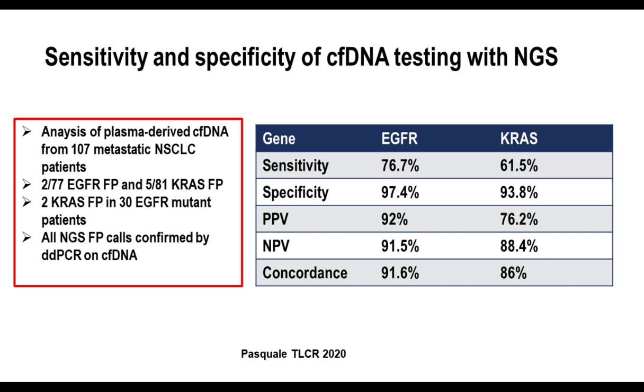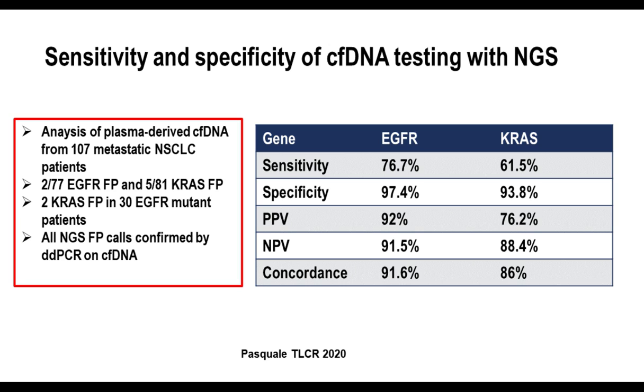Still, we detected some potential false positives. I'm saying potential false positives because these are mutations that were identified in plasma, but they were not identified in the matched tissue. And in particular, we found 2 EGFR false positives and 5 KRAS false positives. And what was more worrying for us is that 2 of these KRAS false positives were found among individuals with EGFR mutation. And we know that usually EGFR and KRAS mutations are mutually exclusive. Now, what I want to highlight, however, is that all these NGS false positive calls were confirmed by droplet digital PCR. This means that these are not sequencing artifacts.